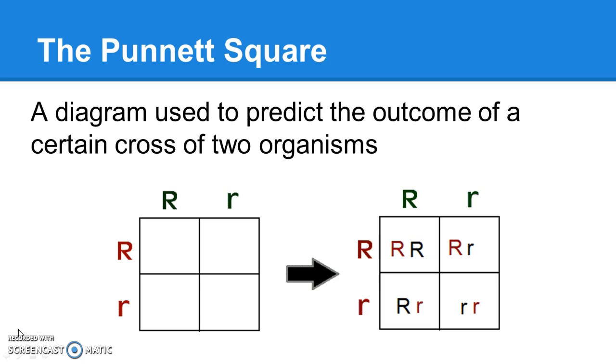So, the Punnett square. A Punnett square is a diagram that is used to predict the outcome of a certain cross of two organisms. And as we can see, we have two organisms that we're going to call heterozygous.